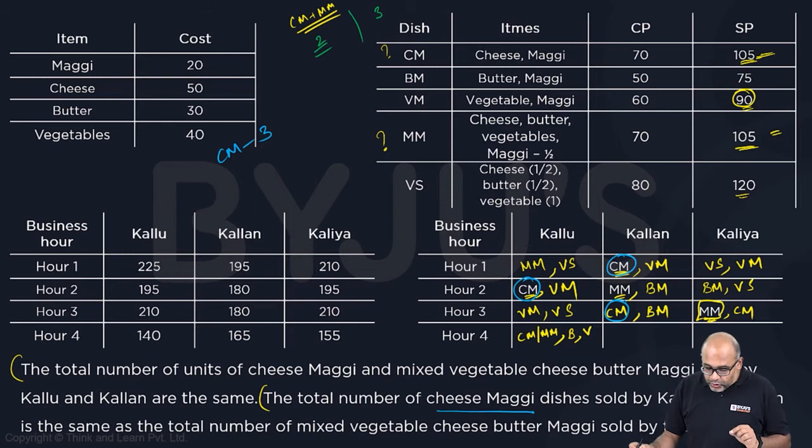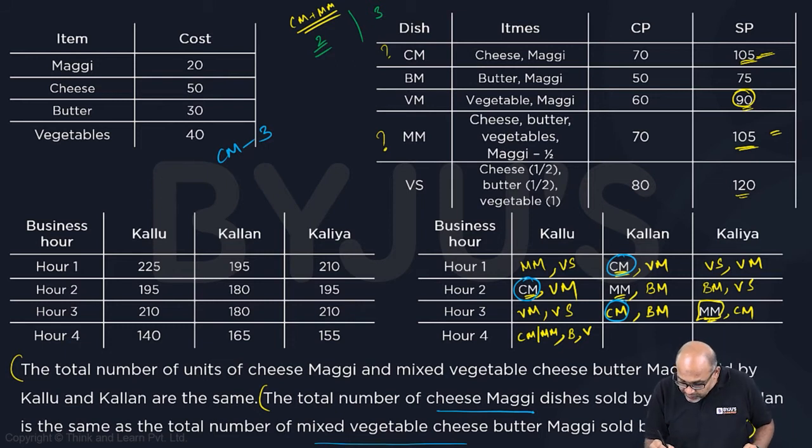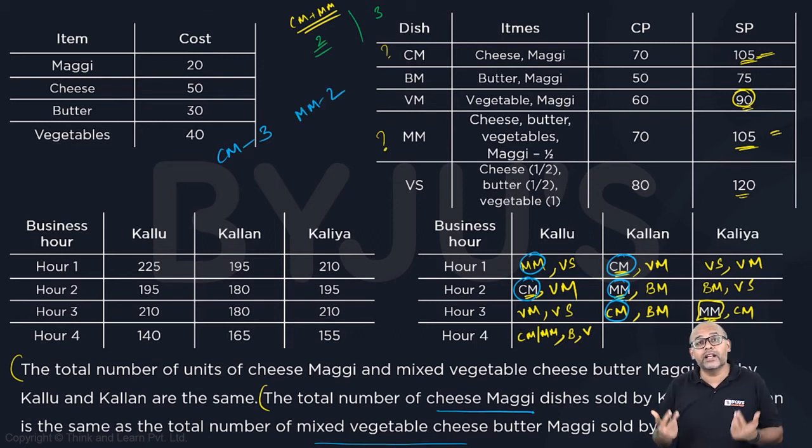Is same as the total number of mixed vegetables. So mixed vegetable is MM, mixed vegetable Maggi, sold by the two of them. So MM total I want. So MM total is 1, 2, only 2. So MM is 2. So where will I get the third one from? I have to have 3 MM also. So if you notice, this is CM or MM. Therefore, you will say CM cannot be possible. It has to be MM, so that the MM now becomes 3.